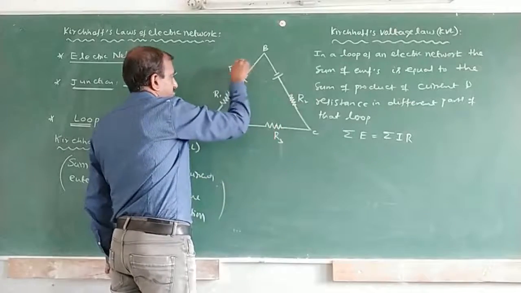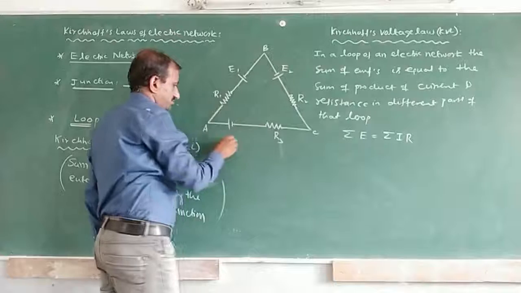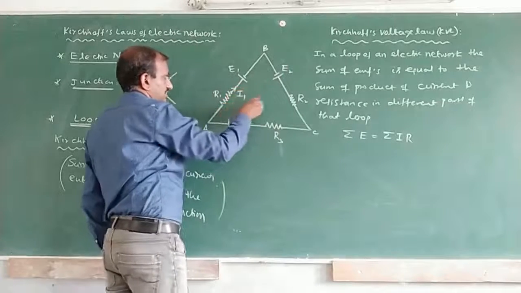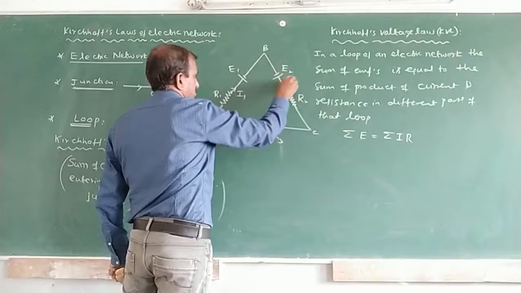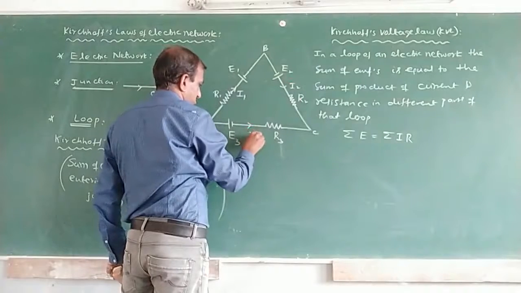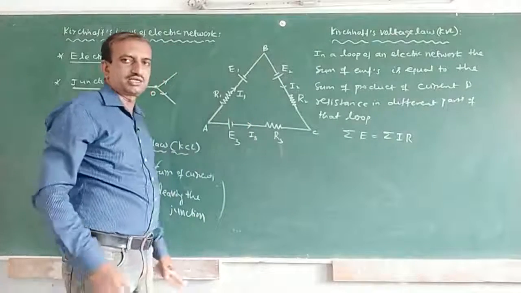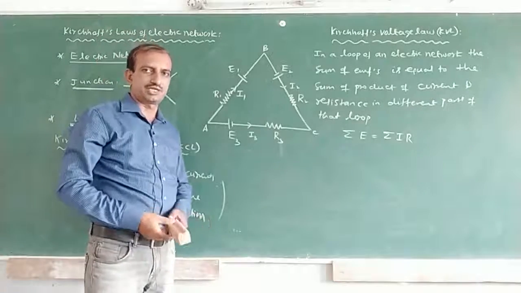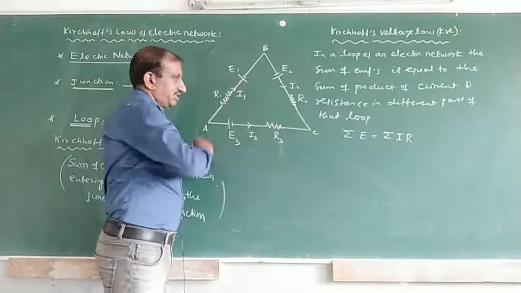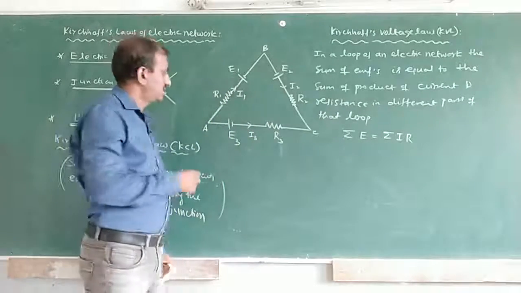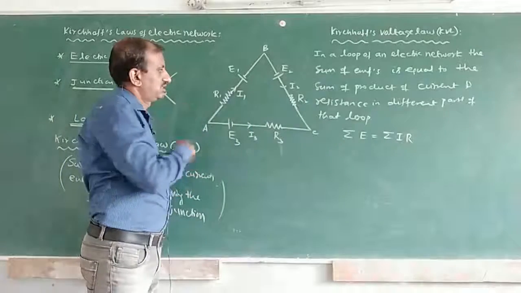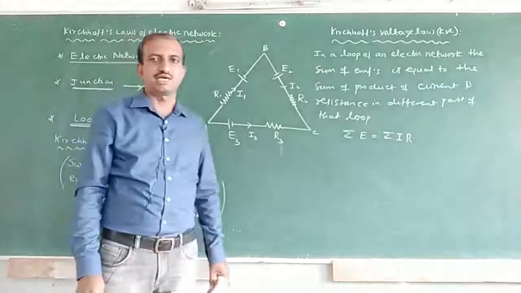This is a cell of EMF E1, this is a cell of EMF E2, this is EMF E3. Let the current through E1 be I1, the current through E2 be I2, and the current through E3 be I3. You can arbitrarily assign the direction of current. This is a loop. A, B, C, A is a loop of an electric network, or you can traverse A, C, B, A, in the clockwise or anti-clockwise direction.